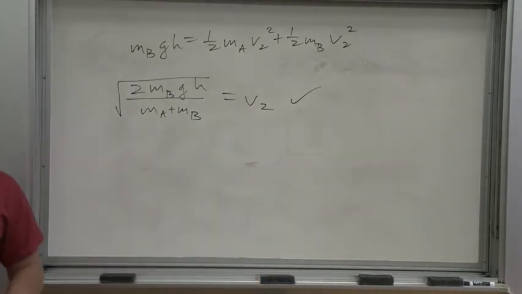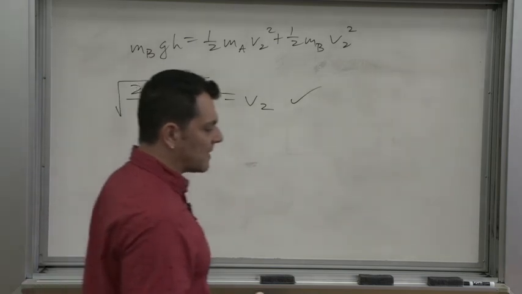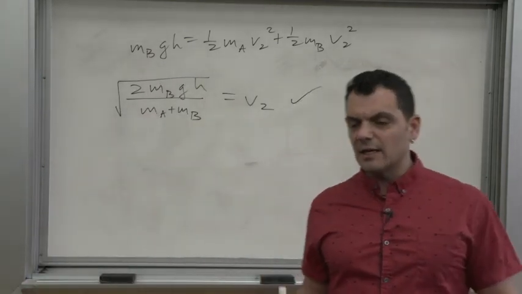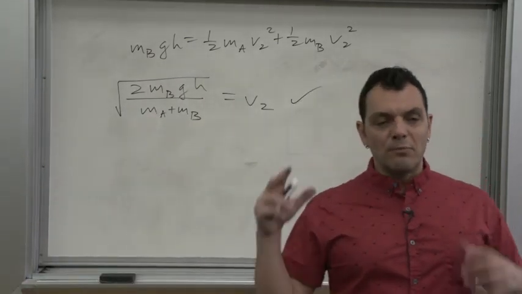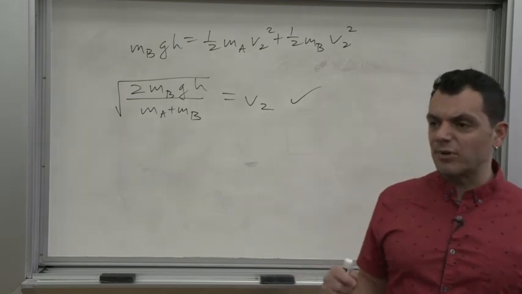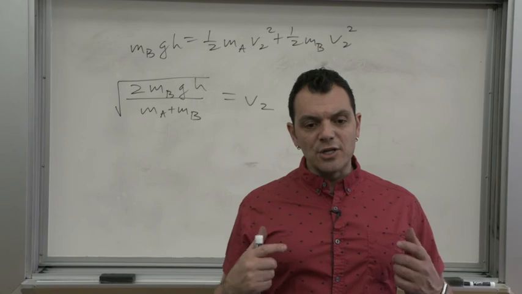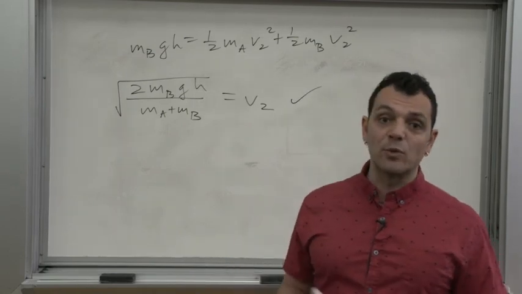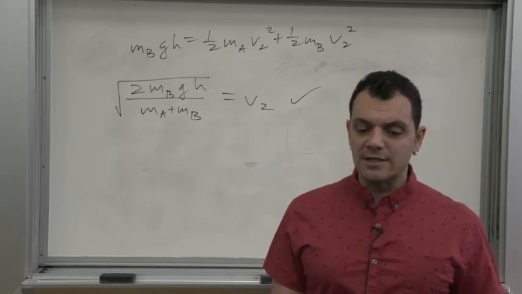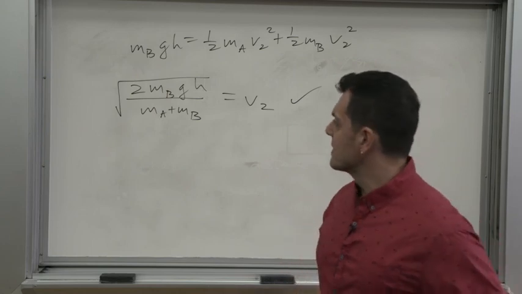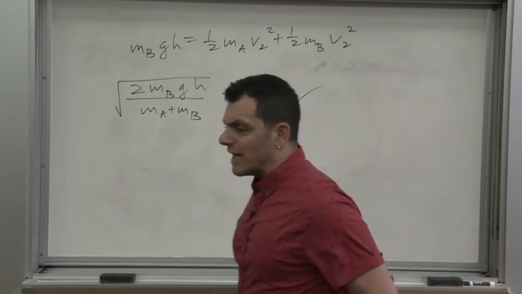Okay. So again, we solved this by setting the total for both masses, kinetic plus potential energy, equal to the same before and after. And in doing that, we didn't have to worry about the work done by tension. It just cancels out.